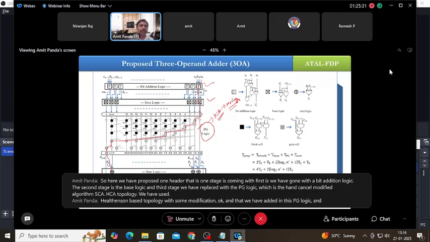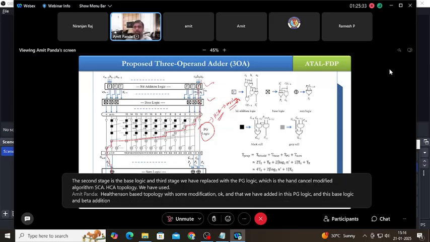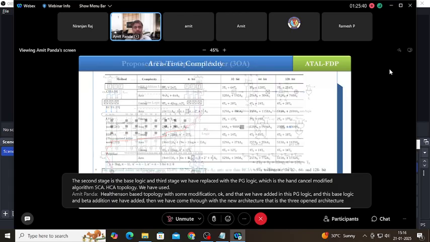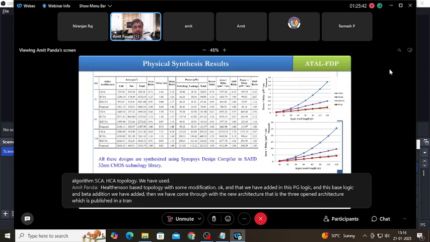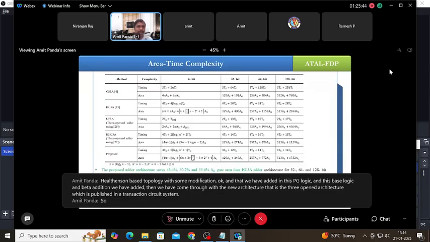And this base logic and bit addition we have added, and then we have come up with the new architecture, that is the three operand architecture, which is published in Transactions on Circuits and Systems. So these are the complexities you can see. This is our proposed method.